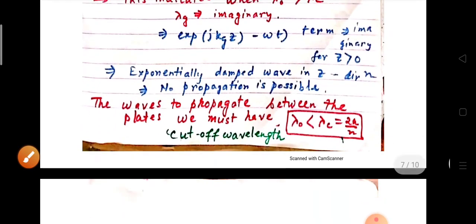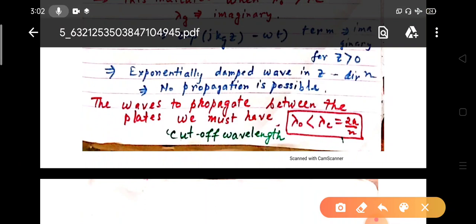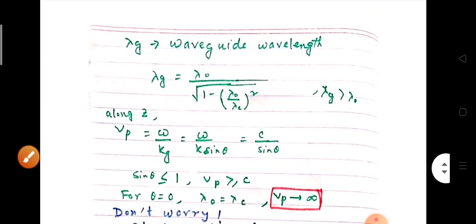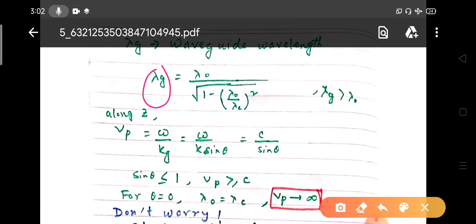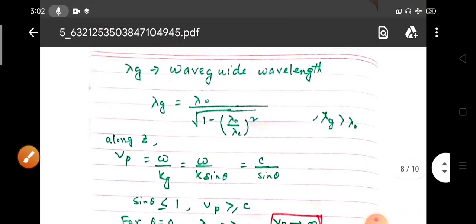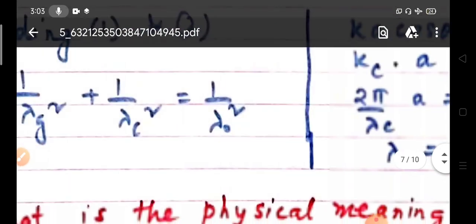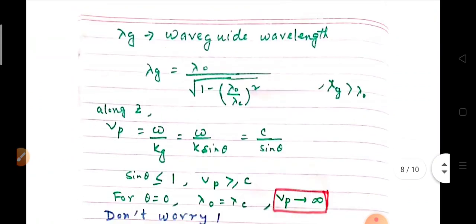The waves will only propagate with a certain condition, that lambda naught should be less than lambda c, that is 2a by n, and this wavelength is called the cutoff wavelength. Now we will find out the value of lambda g. Lambda g should be lambda naught divided by root over 1 minus lambda naught square by lambda c square, or lambda naught by lambda c whole square. From here we can get, okay, these are the simple calculations.